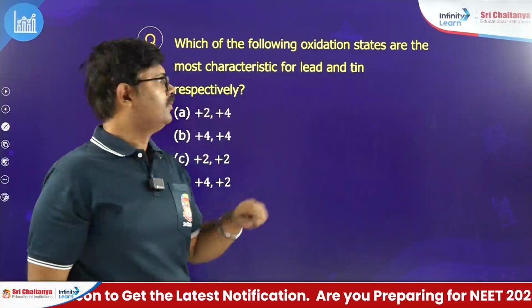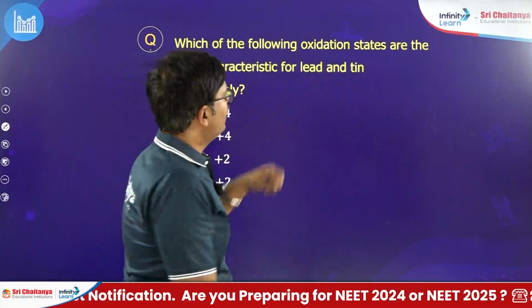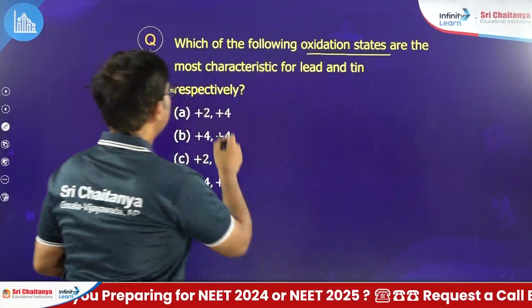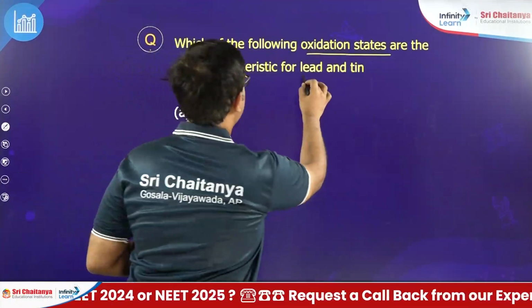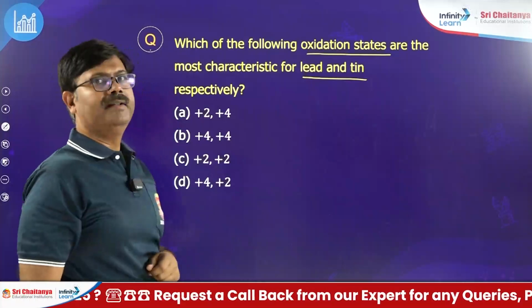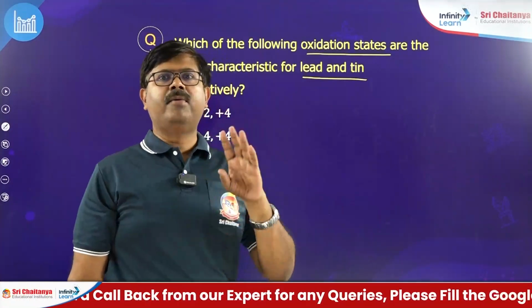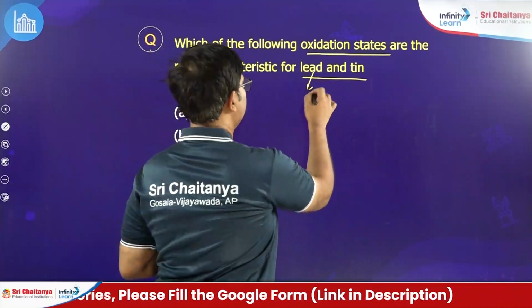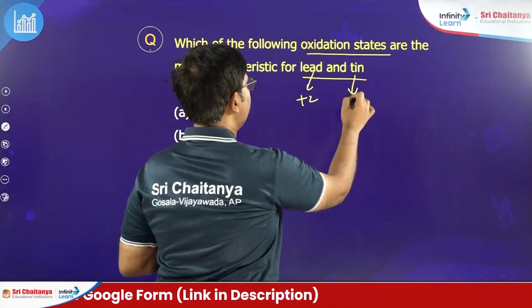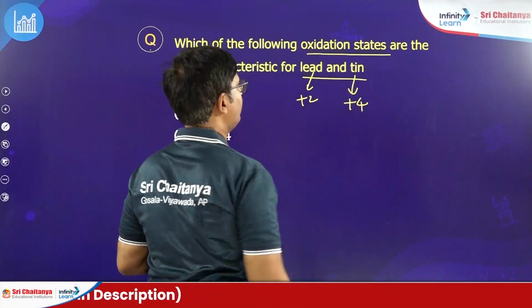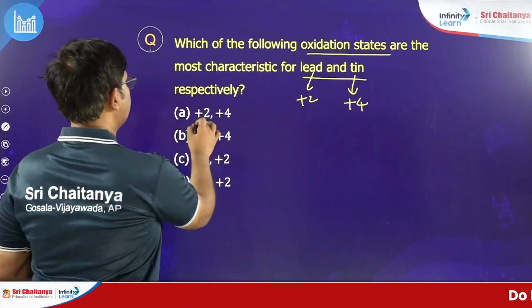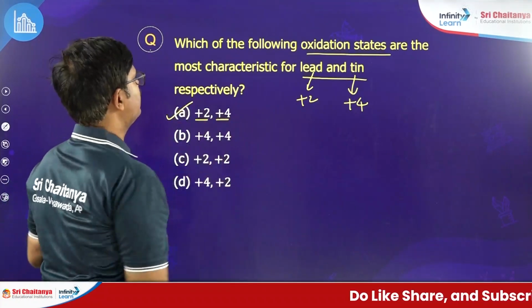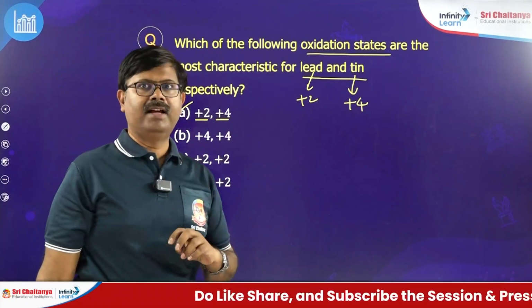Now, see this question. Which of the following oxidation states are the most characteristic of lead and tin respectively? So, in the case of lead, among +4 and +2, +2 is more stable, whereas in the case of tin, +4 is more stable than +2. Therefore, +2 and +4 are the most characteristic for these elements.